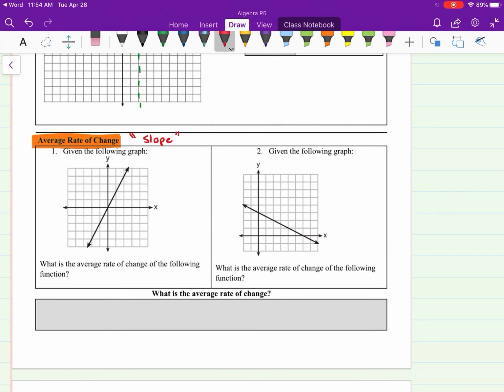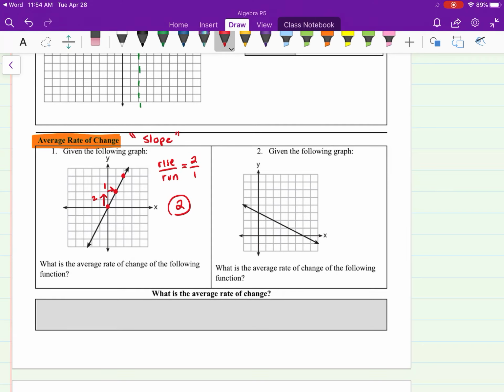So if you say, what's the average rate of change of the following function? I have here a straight line. Remember, slope is the same thing as rise over run. So if I pick some points on this line, like maybe this point here, this point there, this point here, we're going to go up 2, and you're going to go to the right 1. So the slope is 2 over 1, which can be simplified to just be 2, and that's the average rate of change, 2. Remember, if it looks like that, it's positive, and if it's going downwards, it's negative.